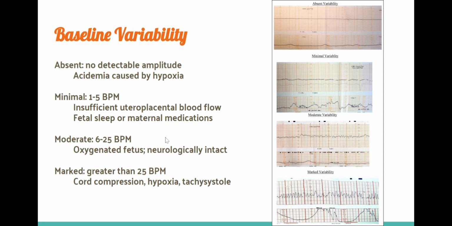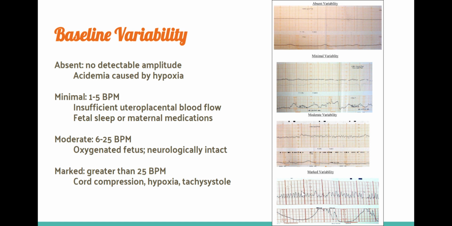So moderate variability, again, that jumpy line. See the difference between this line and this line and this line? We have a lot of jumping up and down between the beats. This is an oxygenated fetus. He's neurologically intact. We know that he can respond to changes in the demand for oxygen on a moment-by-moment basis. We are not that concerned about a baby who has moderate variability unless we have other reasons.